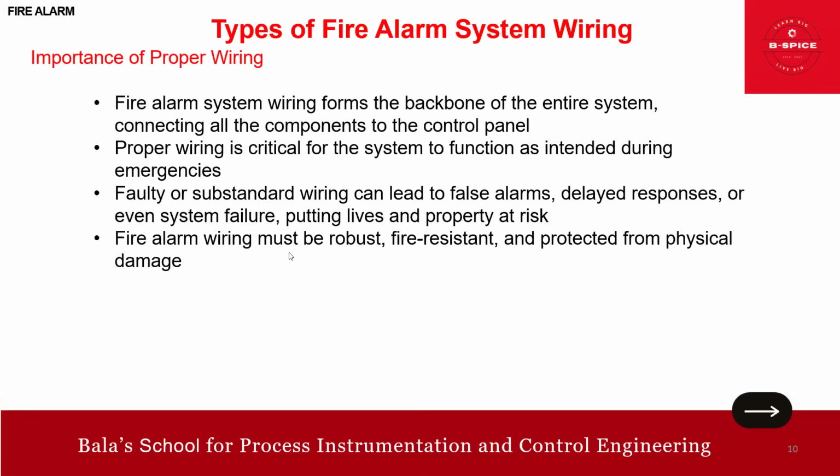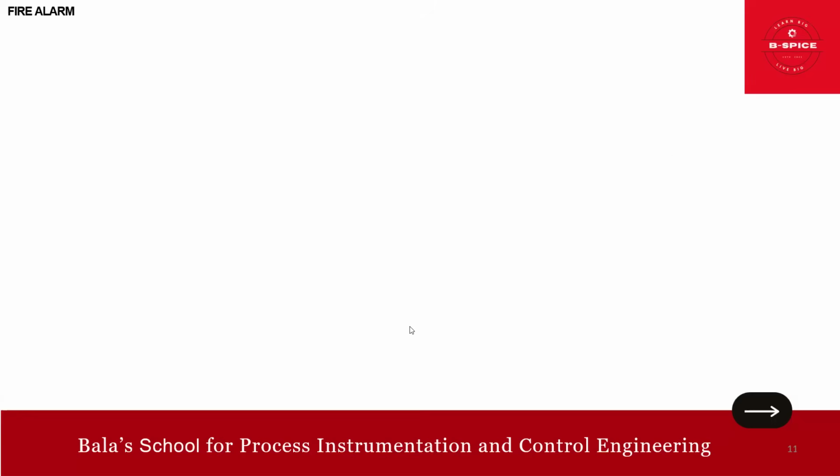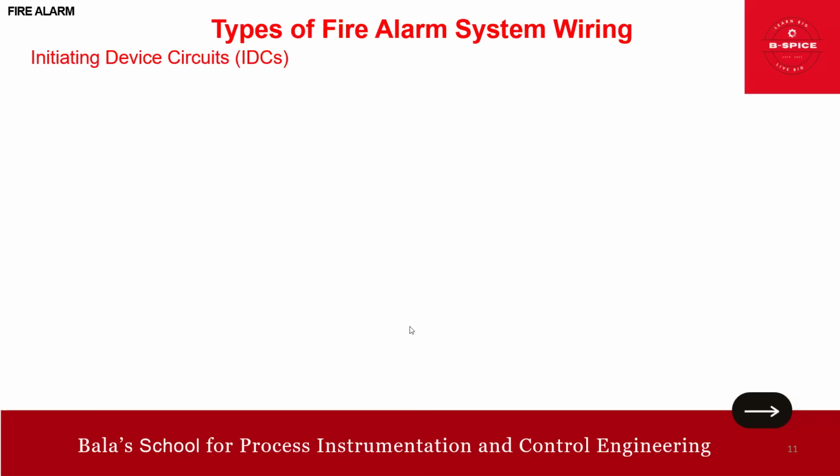Fire alarm wiring must be robust, fire resistant, and protected from physical damage. Additionally, it must also comply with local building codes and regulations and the National Fire Protection Association standard, NFPA. I'm going to cover this in the next session, in the design and planning section, where I'll talk about the details of the NFPA standard. So this is about the importance of proper wiring.